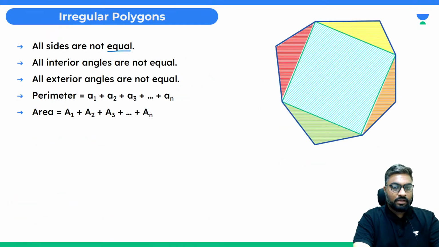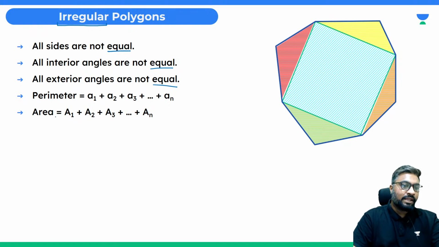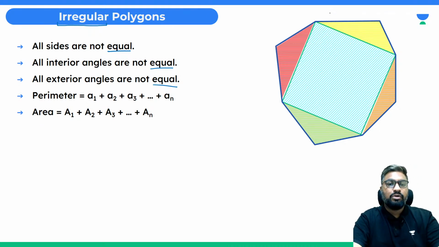All right. Okay, so irregular polygon, what happens? Sides are not equal, interior angles are not equal, exterior angles are not equal. The only way to find out the perimeter is to know all the sides, so you have to manually add up all the sides. And to find out the area of an irregular polygon, you have to split the polygon into recognizable shapes. For example, if I split this into these parts, then I'll have to find out the area of this quadrilateral, area of these triangles.